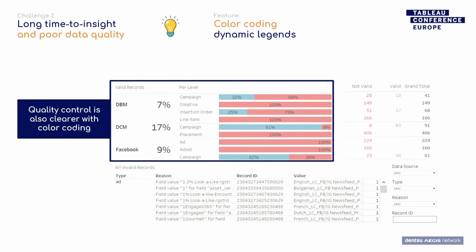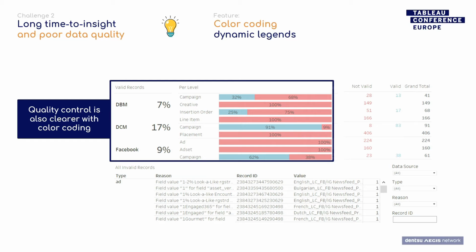So I have the validity scores here, and for different media tools, for DBM, for Google Campaign Manager, for Facebook, I have the percentage. And in this case, they were doing quite a terrible job here, and we had a lot of things to fix. So all of the percentages in red were things that we needed to fix on the media platforms so we could get good quality data on the other dashboards. So this was more for quality control for the other dashboards as well.